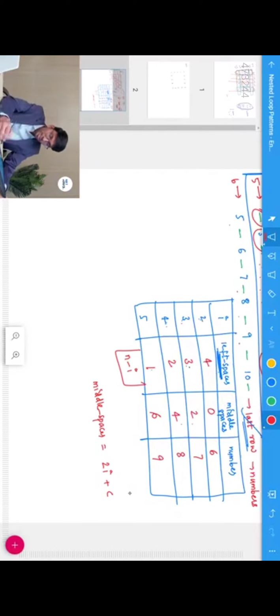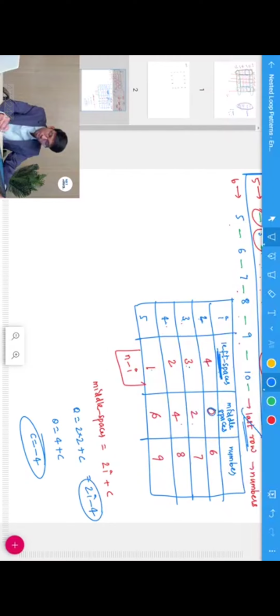Now let's calculate this constant. So what can we do? Middle spaces, if I substitute I equal to 2, middle space is 0. So for I equal to 2, 2 into 2 plus some constant. So 0 equal to 4 plus constant. So that constant has to be minus 4. That means middle space equals 2 into I minus 4. 2I minus 4. Let's observe the pattern here.